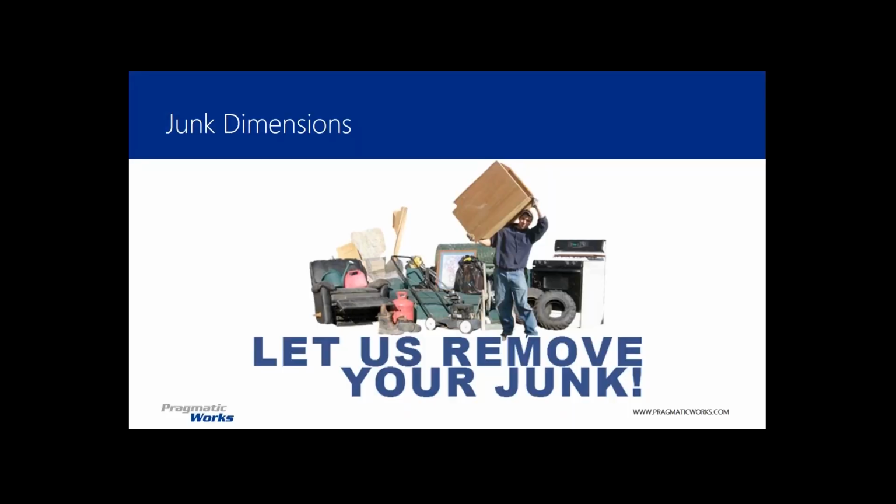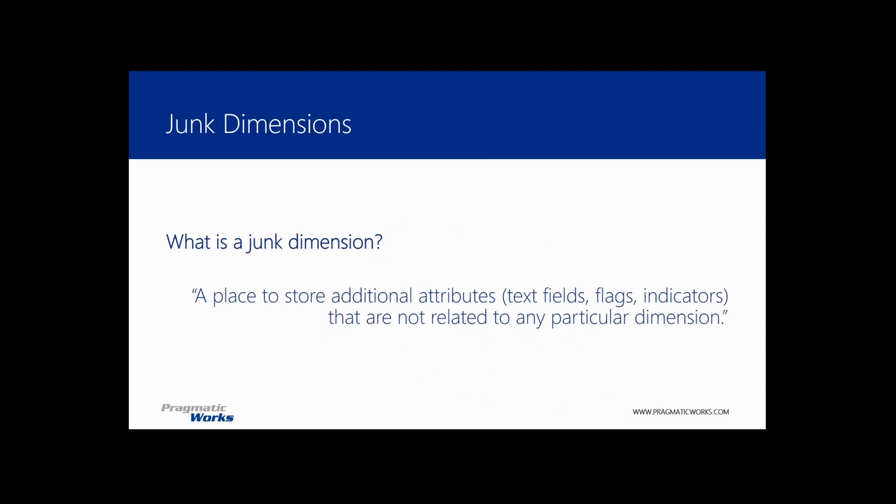Okay. The next thing up, we're going to talk about junk dimensions. So these are, in my opinion, kind of an underutilized tool that you have in your tool belt. So a junk dimension is basically just a place to store additional attributes that aren't related to any particular dimension. Most commonly, again, you're going to see these inside of your fact tables, and most commonly they're going to be things like text fields or flags or indicator type fields.